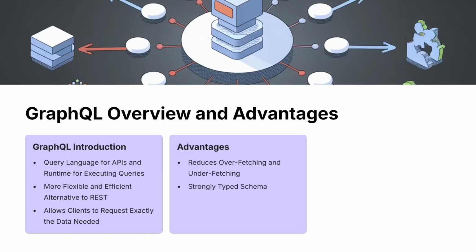And we have a strongly typed schema in GraphQL. We define the schema with a proper, strong structure, and the types of data are also defined. Along with that, we have the subscription capability for real-time updates, and one of its main features is subscription, which allows for more interactive applications.